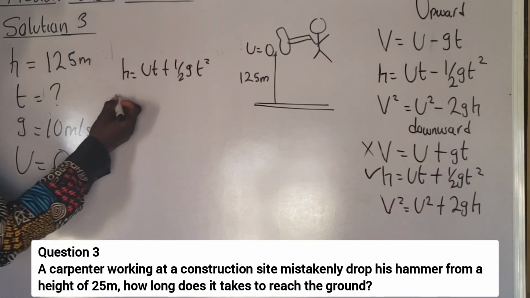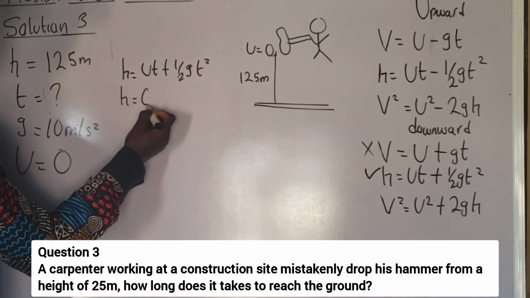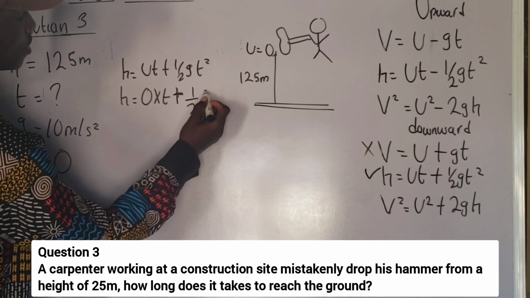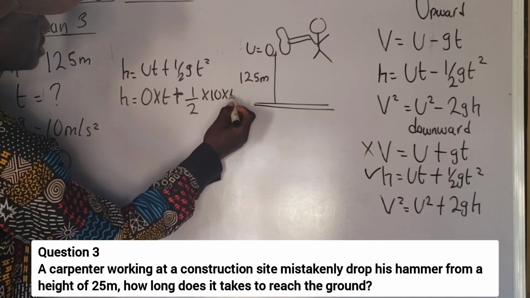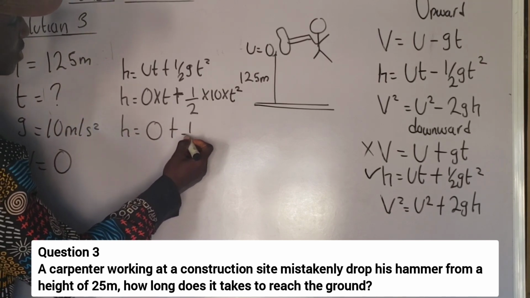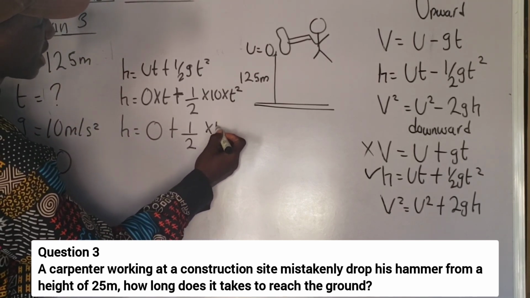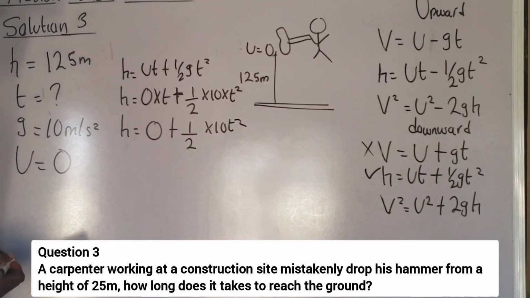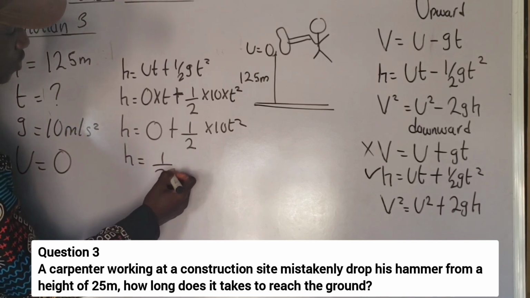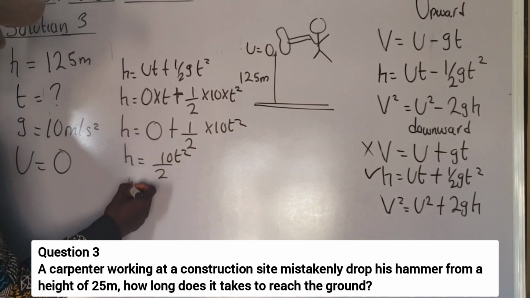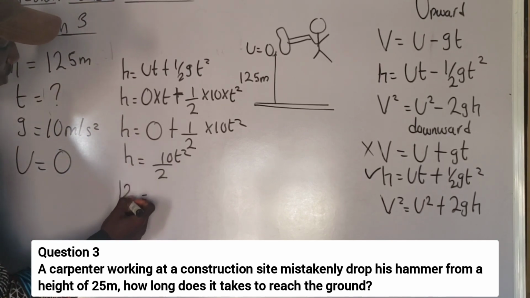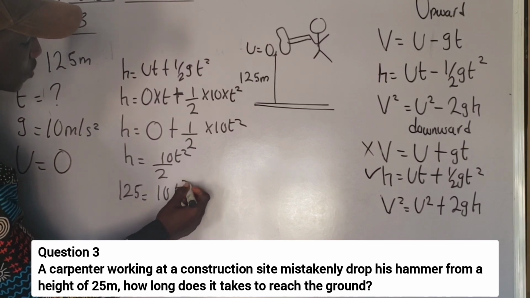Okay, h equals u, which is 0, multiplied by t, plus 1/2 multiplied by 10 multiplied by t squared. You understand? Okay, h equals 0 plus 1/2 multiplied by 10t squared. Do you understand? Please, I want you to pay attention. So h equals 1/2, okay, 10t squared all over 2. H equals 125 meters. So I'm going to have 125 here. 125 equals 10t squared all over 2.